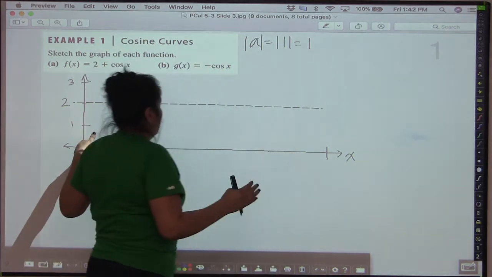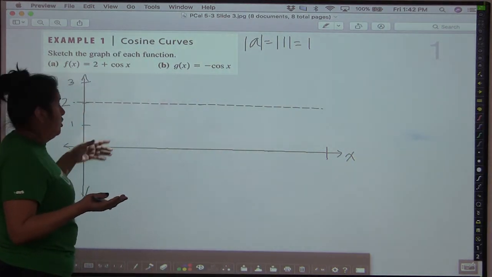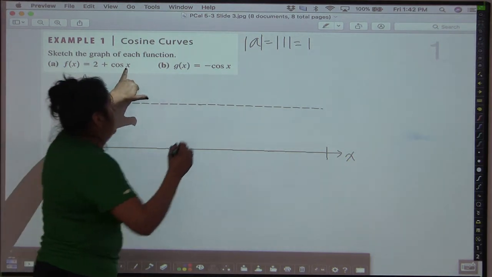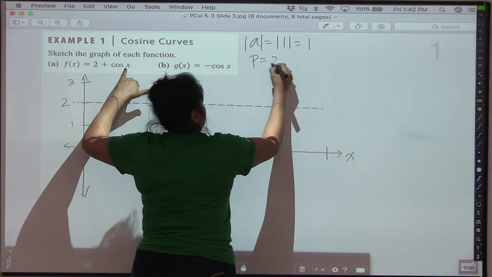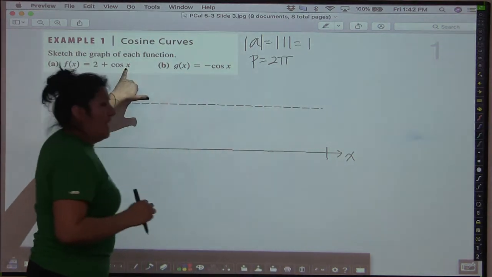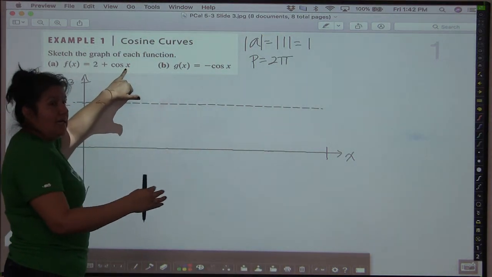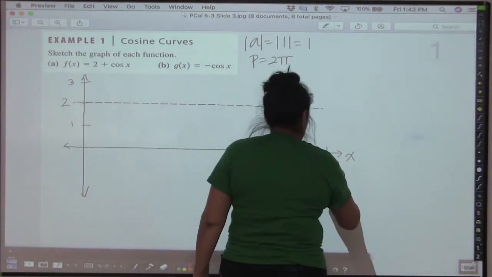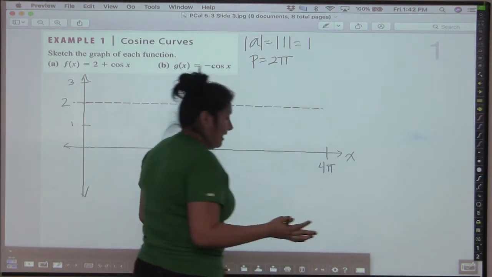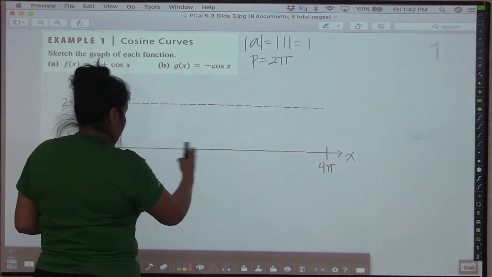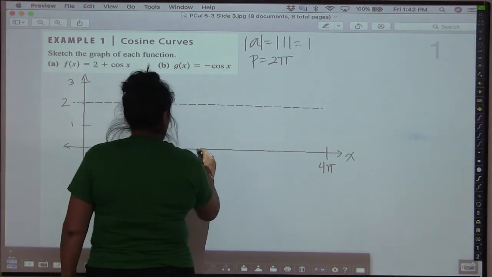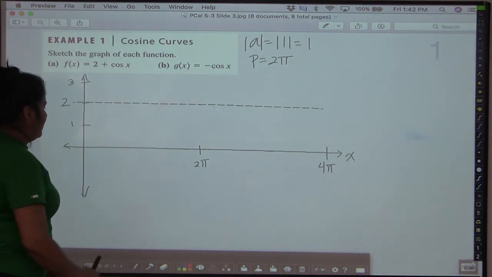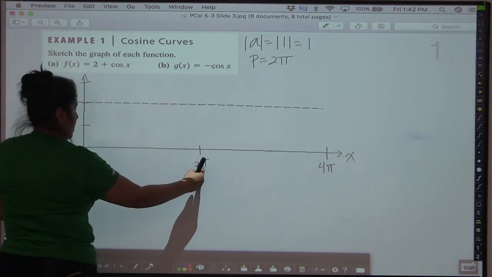And the period of a cosine graph, unless there's a b value, which again, there's no b value here, the b value is 1. So the period of this function is 2 pi. So if I want to have 2 periods, I need 2 times 2 pi, which would be 4 pi. So over here, I'm going to put 4 pi. And then I'm just going to kind of ballpark it. I'm going to try to find more or less the middle is right about here, and that would then be 2 pi. All right? And then I take my period, and I got to make it into 4 equal quadrants.